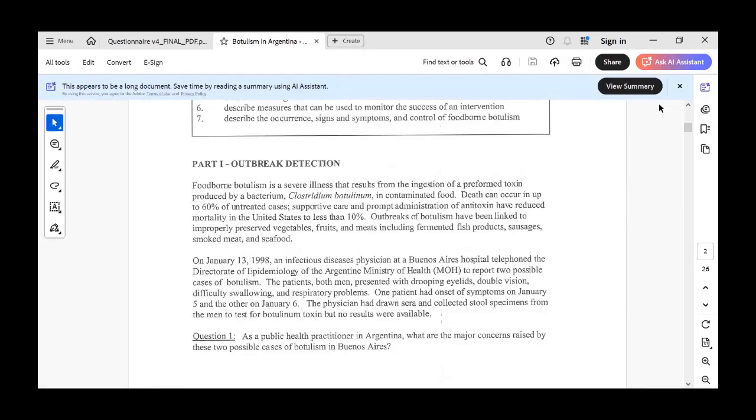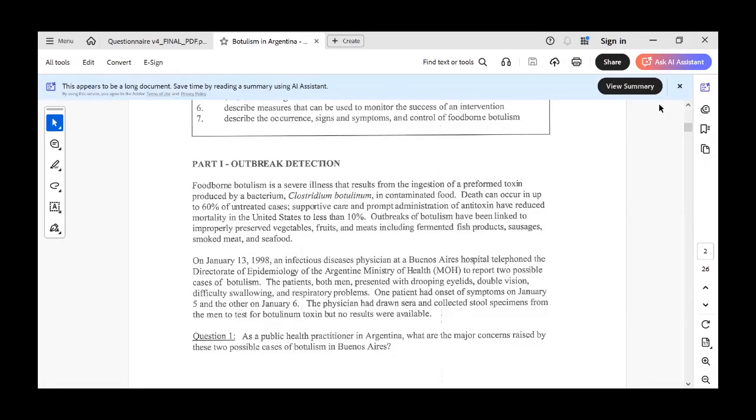There is a high death rate from persons who contract this bacteria. Repeat? Councillor Daniel? So in untreated cases, death can occur in up to 60%. So this is definitely something that we want to look into. Right.